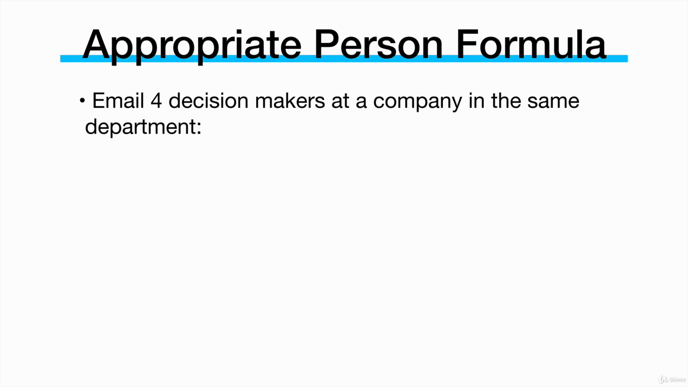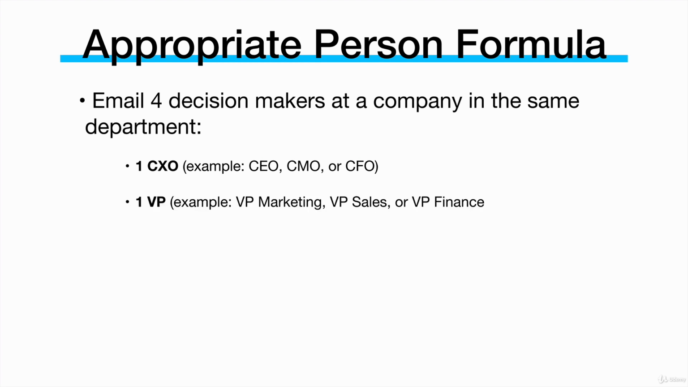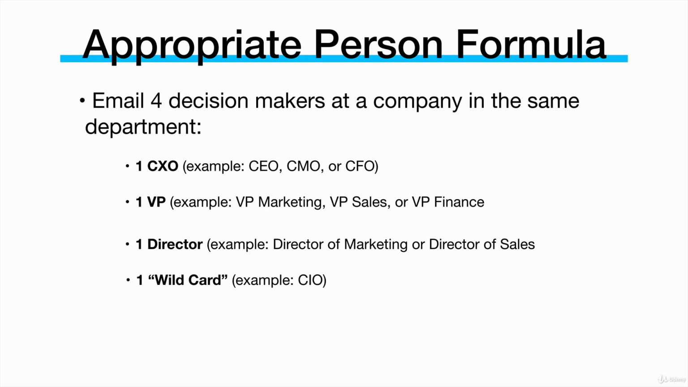What you're gonna want to do is email 4 different decision makers at a company in the same department all at the same time. Let's say you're emailing a company, you're gonna want to email one chief executive officer or CMO or CFO, someone in the C-level suite. Then you want to email a person below that person, so maybe the VP of marketing, VP of sales, VP of finance. Then you want to email one director, like director of marketing, director of sales, and you want to have one wild card. For example, if you're emailing all marketing people, you want to have one CIO in that mix.